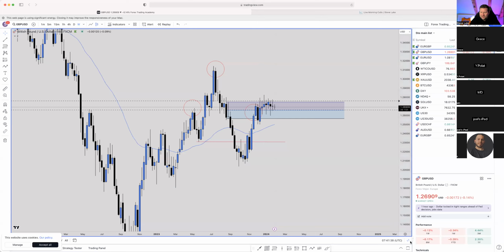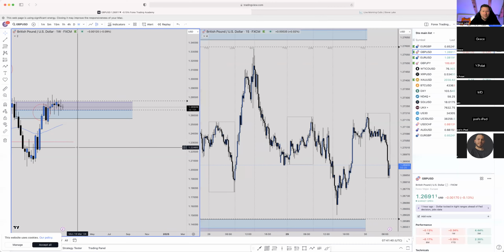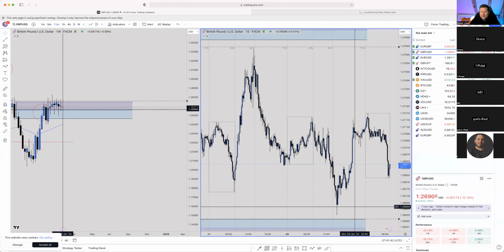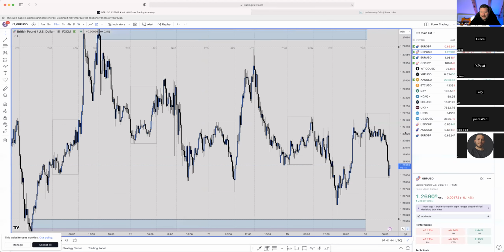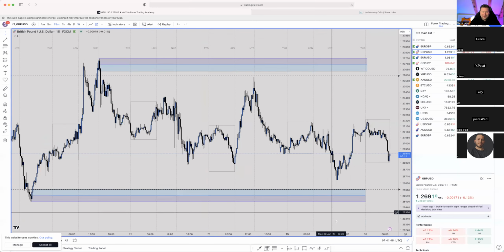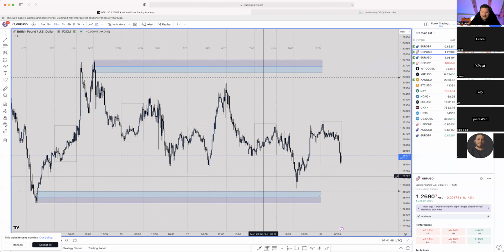So if I just now move over to, so now we know what's going on the higher time frame. The entry time frame is, or I would say our intraday analysis time frame is the 15-minute.